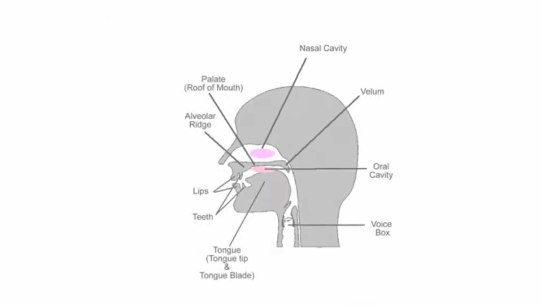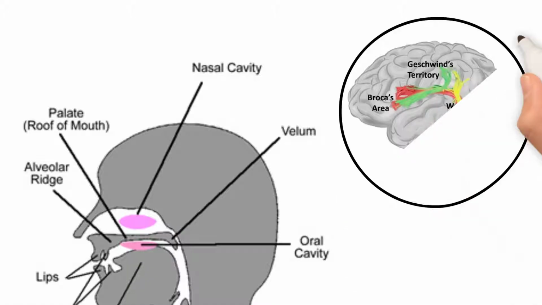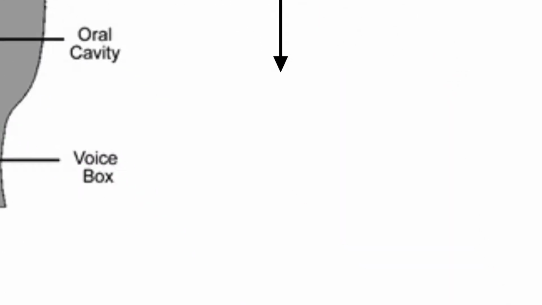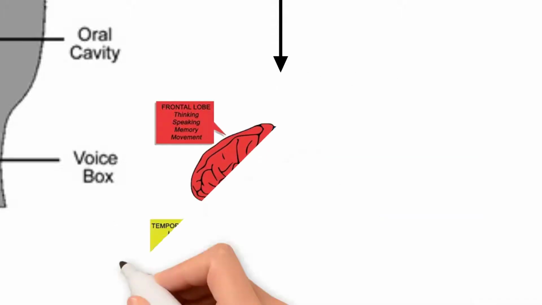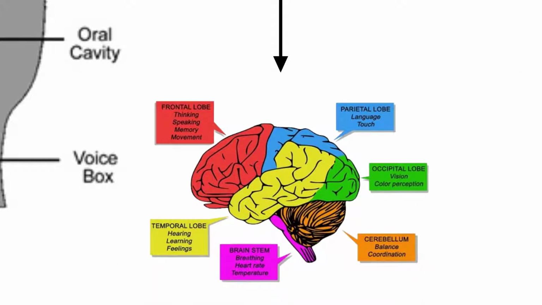When we consider the biological basis of language, the brain's role becomes evident. Regions like Broca's and Wernicke's areas are vital for producing and understanding language, respectively. Damage to these areas can lead to aphasia, a disorder that affects the ability to communicate.